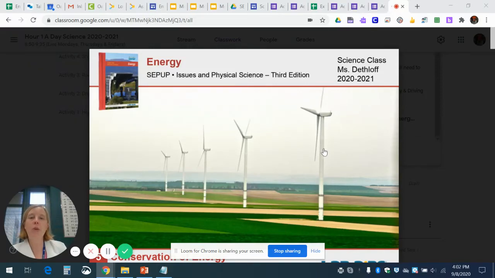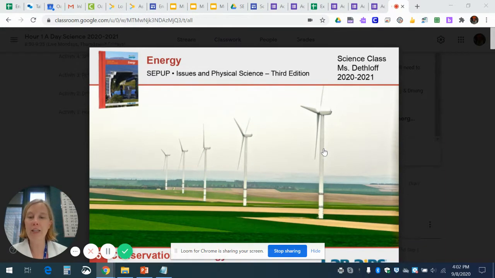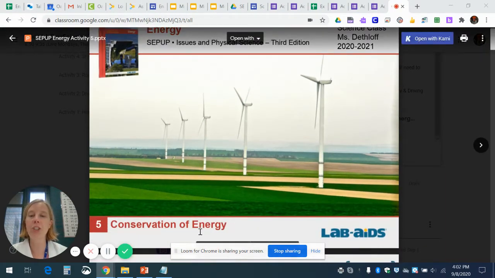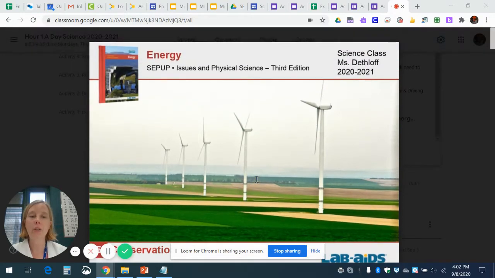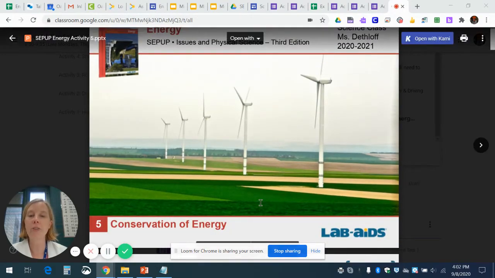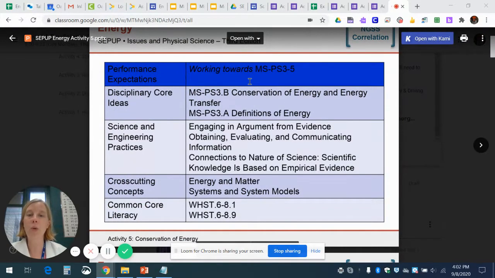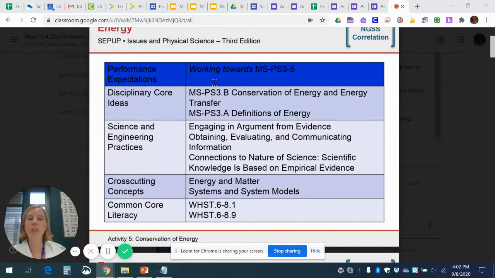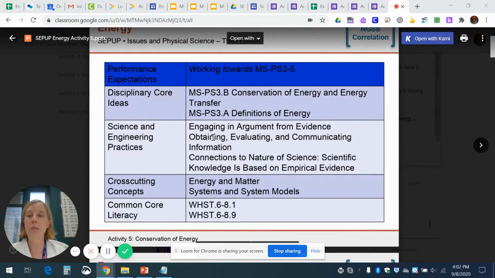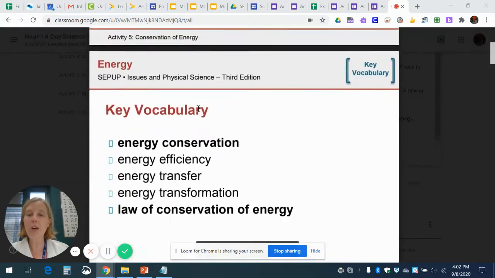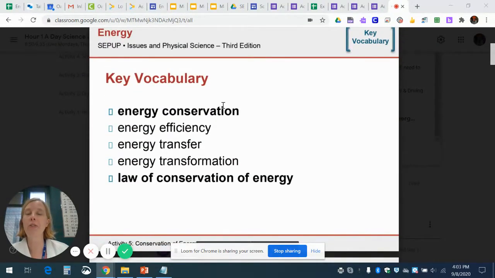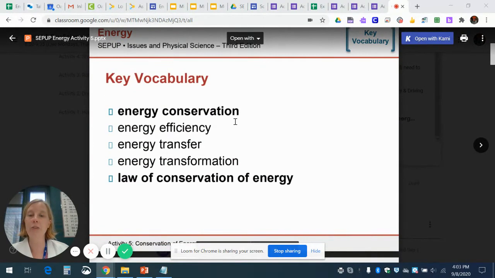Today I'm going to go through and read the article for Activity 5, which is Conservation of Energy. So again, this is Activity 5, Conservation of Energy. These are the performance standards that we're working towards. We will have an assessment in Activity 6 starting tomorrow, where we'll show that we're able to do some of these things. Our key vocabulary for this activity is energy conservation.